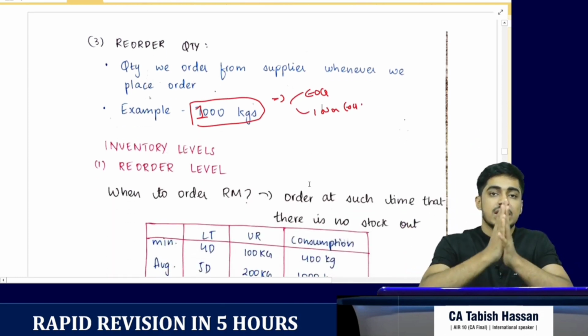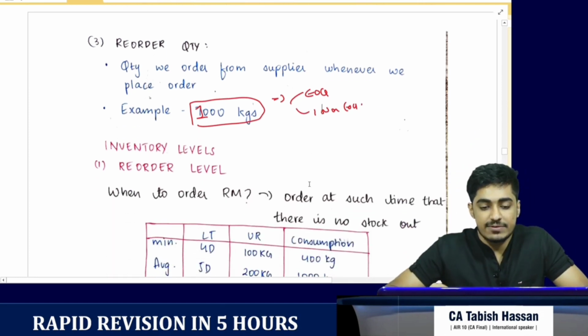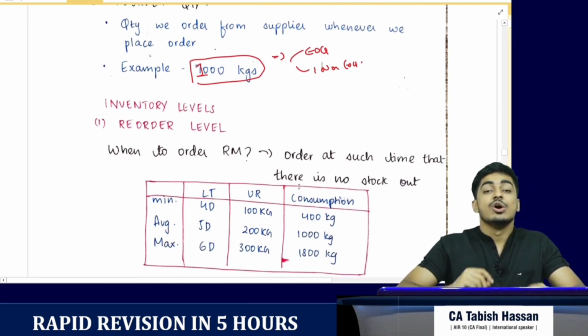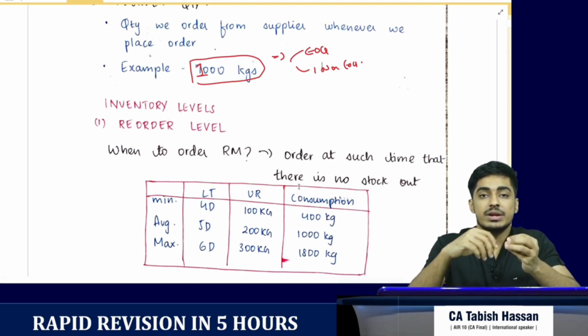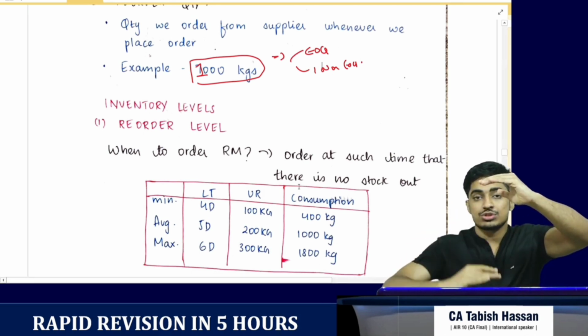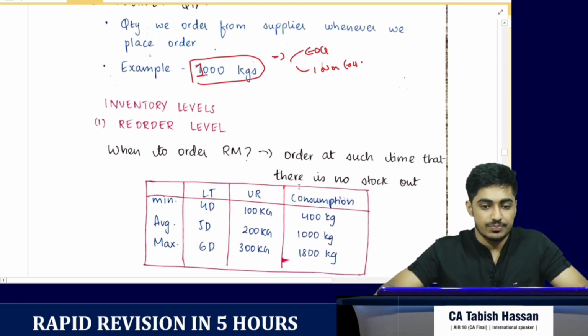So based on this, we get into different inventory levels. First is the reorder level. What is a reorder level? It tells when we should place an order for raw material. We should place the order for raw material at such a point that there is no stock out. There is no stock out happening at all.